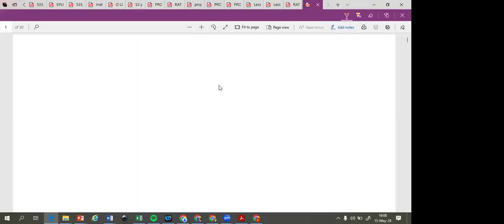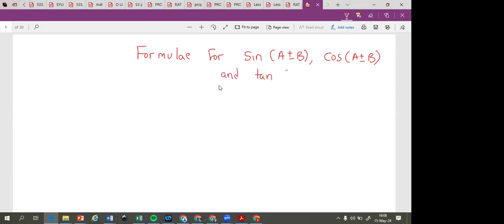So today, our focus still is going to be on another thing, but this thing is going to be what we call formulas. So our task today is going to be on formulae. Some of you have been seeing this sine of A plus minus B, cos of A plus minus B, and tan of A plus minus B.